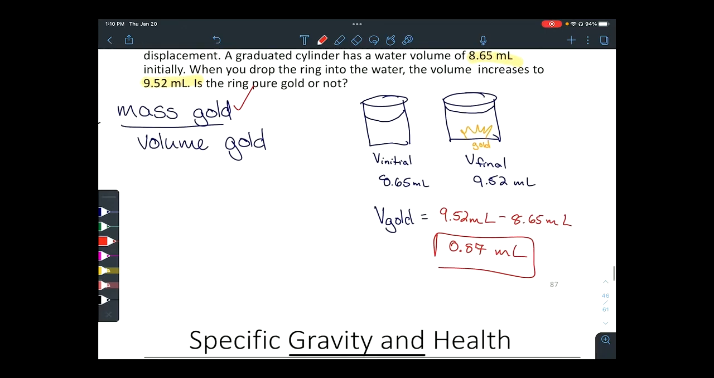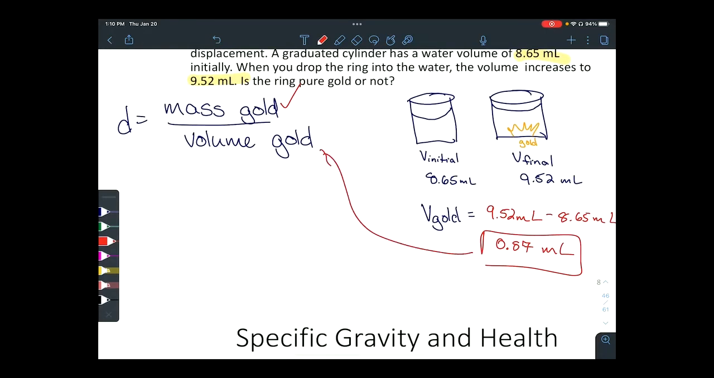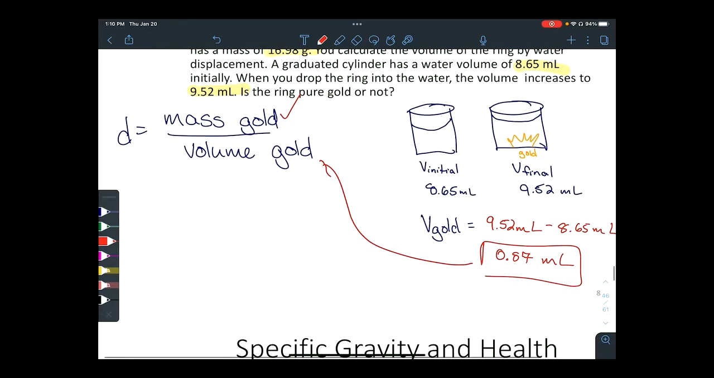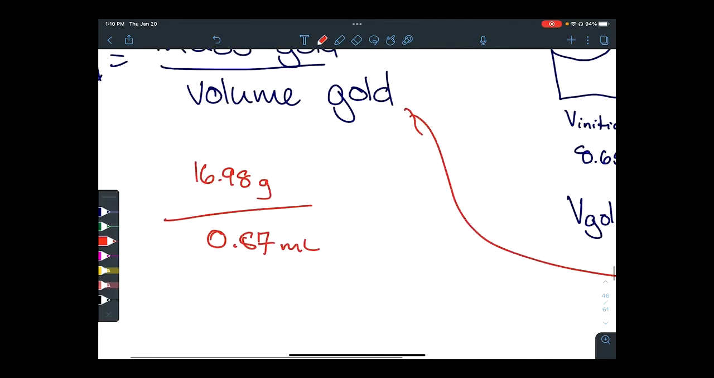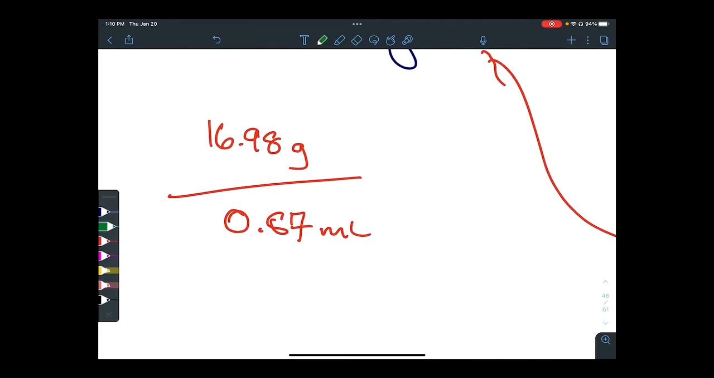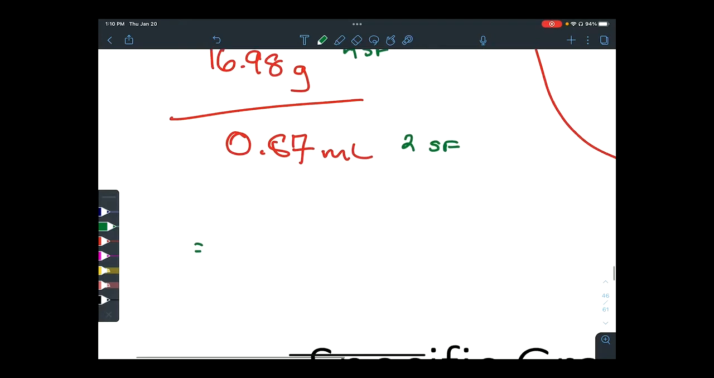That's the value that's going to go in our denominator. All right. So let's put that together. So mass of our gold is 16.98 grams over 0.87 milliliters. That's just what we got. If we look at sig figs, this top value has 4 sig figs. This bottom one has 2. So our answer will have how many sig figs? 2 sig figs. And so if you put this in your calculator, it's like 19 point something.